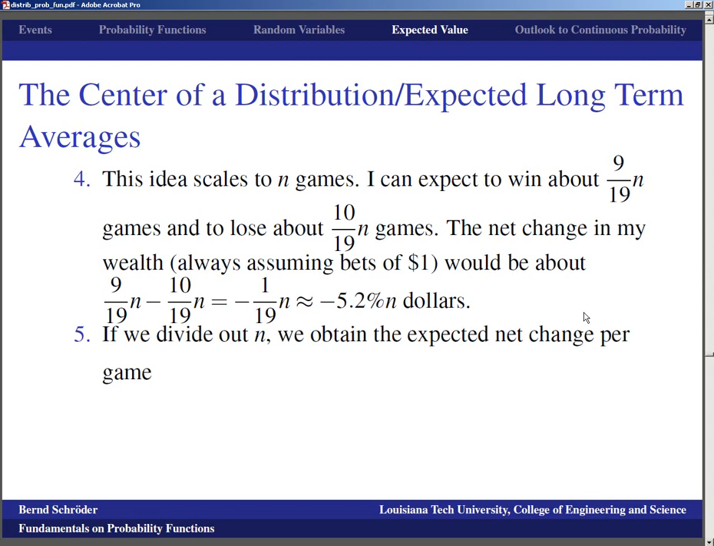And so if we divide out the n, we obtain the expected net change per game, right? If I have negative 0.052 n as my net change, then if I divide out the n, my expected net change per game is negative 1/19th of a dollar. So here it is a little bit challenging, because as long as you bet whole dollar amounts, there's no way you're going to lose 1/19th of a dollar in one game. If you bet 19 whole dollars, you're not going to lose $1 because you either lose them all or you double them if you bet on even. But that's then sort of a per game average. The per game average need not be assumed in every game, but it is a per game average.